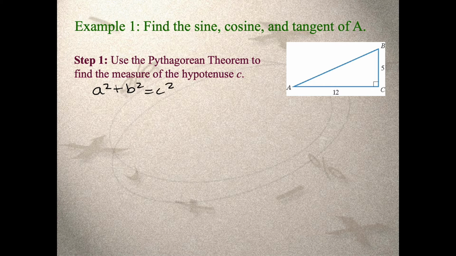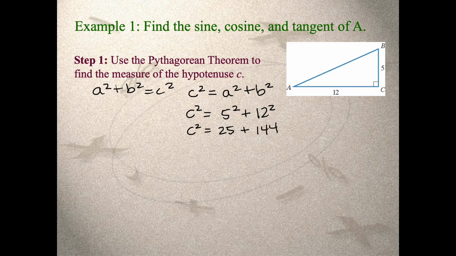Since we're looking for c, maybe we can rearrange this: c squared equals a squared plus b squared, whatever you're most comfortable with. We can substitute in for a because that's the side marked with 5, and then b is equal to 12. Go ahead and raise those numbers to the exponents. So 5 squared is 25. 12 squared is 144. Add those values together, and that equals 169.